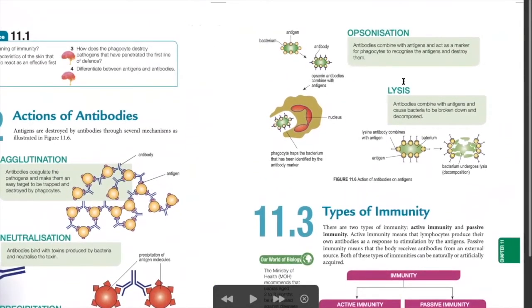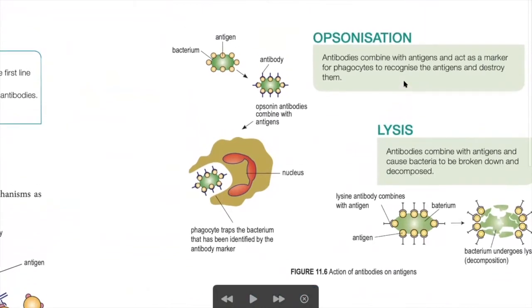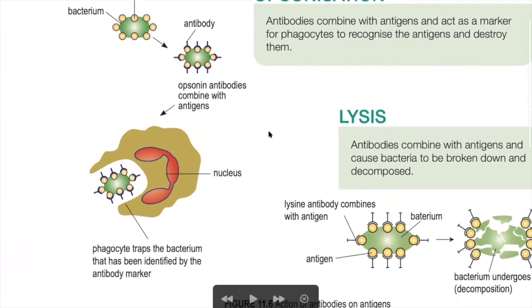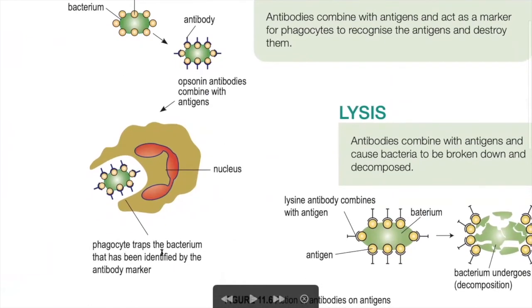Okay, seterusnya opsonization. Opsonization macam mana pula? So antibody will combine with antigen that act as a marker for phagocyte to recognize antigen and destroy them. So maksudnya antibody ni dia akan combine dengan antigen. Ni bakteria kan. Ni ada antigen. Macam saya cakap tadi lah, virus ke bakteria ke, dia ada antigen on its surface. So what will happen? The antibody ni dia akan combine. So untuk apa combine? So dia akan bagi signal kepada phagocyte tu. Ni dia akan buat phagocytosis.